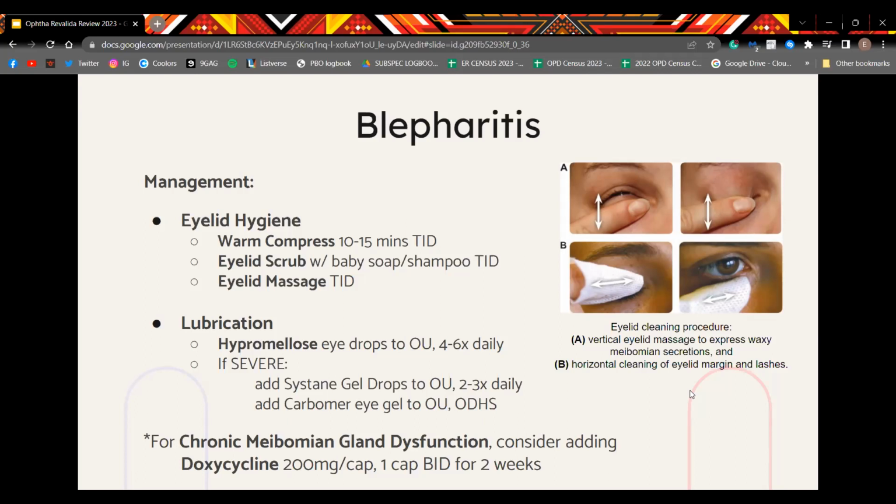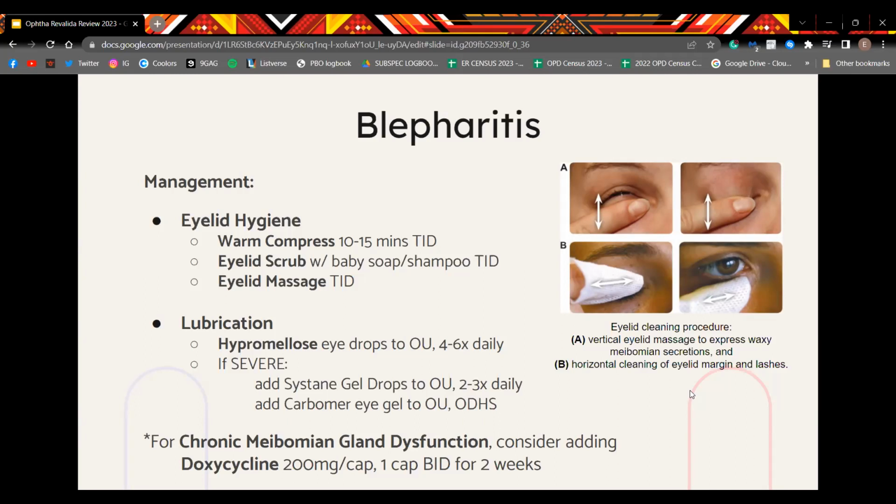We do this with baby soap or baby shampoo para kahit pumasok sa mata ng patient, di siya mahapde, no? So seen on the picture is how we instruct to do yung eyelid massage and yung eyelid scrub. So eyelid massage, basically parang pinipiga mo yung meibomian glands in order to extrude yung contents niya. And then eyelid scrub, that's cleaning yung eyelashes mo with the baby soap or baby shampoo.